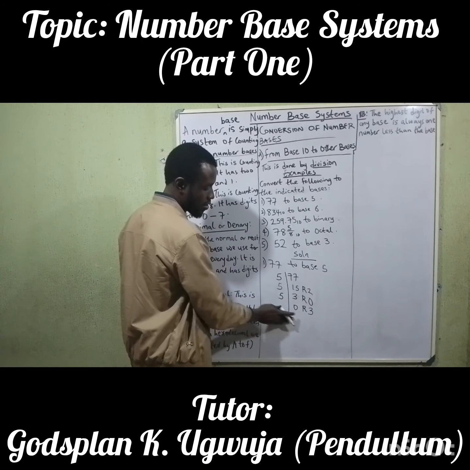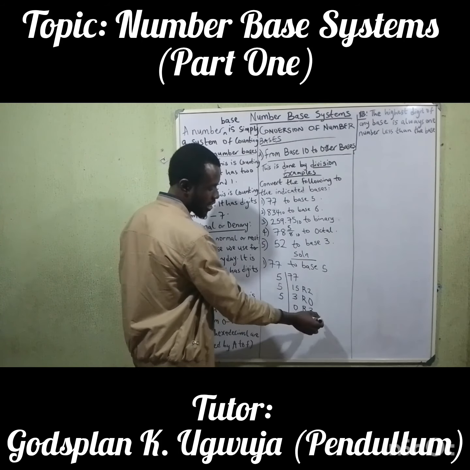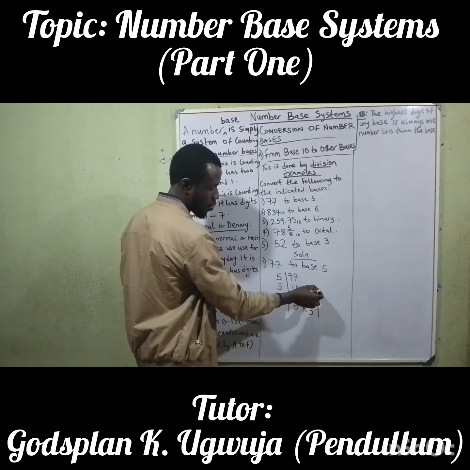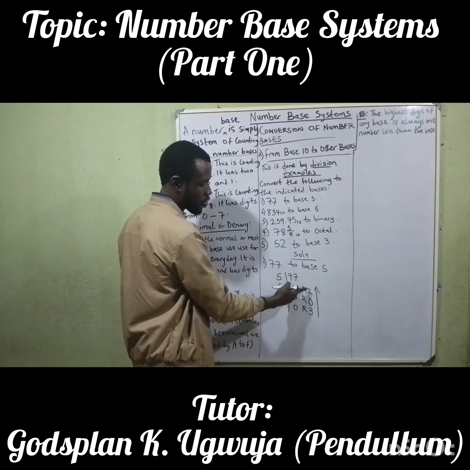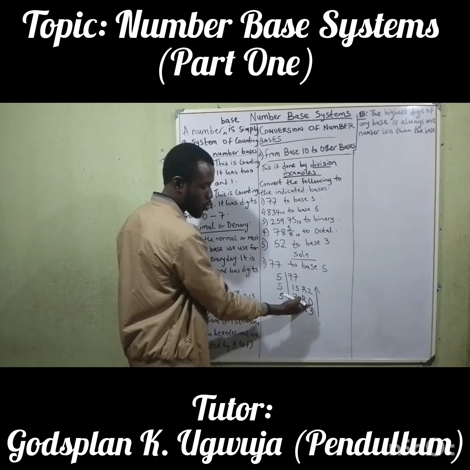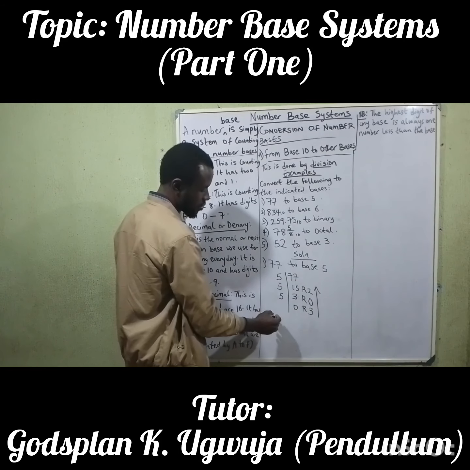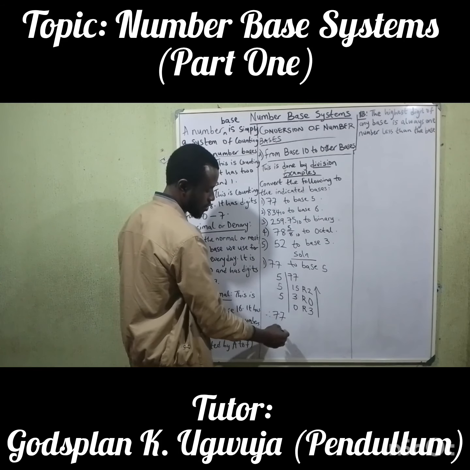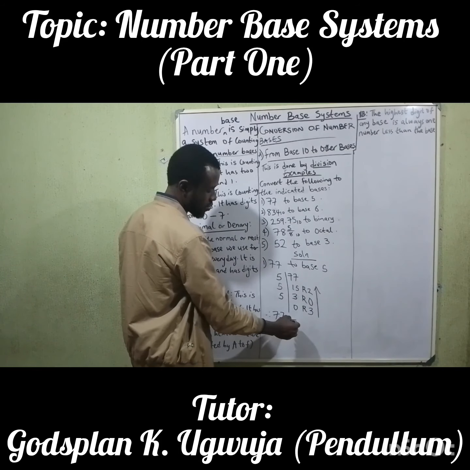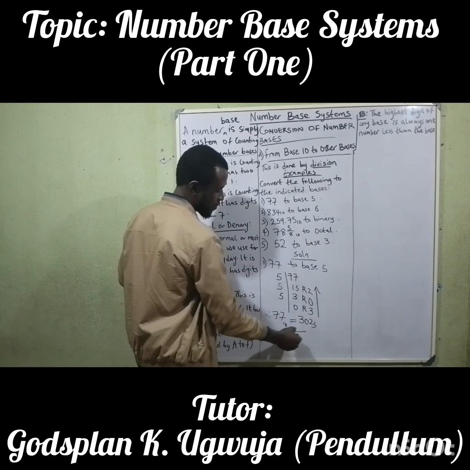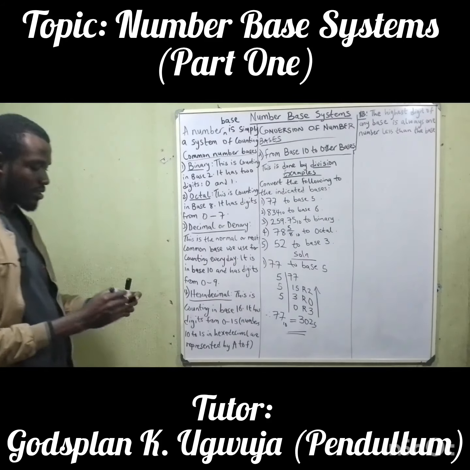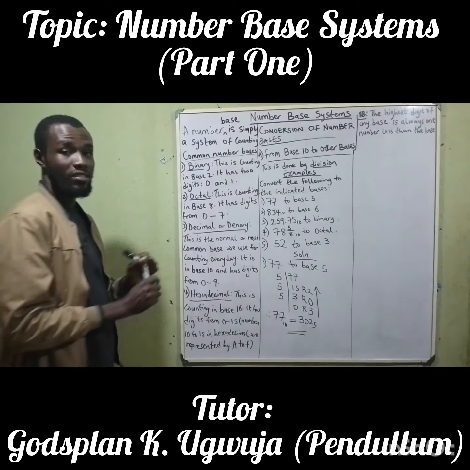At this point, to get your answer, you read this from down up. You read the answer from down up. So the answer is not 203, it is 302. So what this tells us is that 77 in base 10 is equal to 302 in base 5. It's as simple as this. So this is the process.